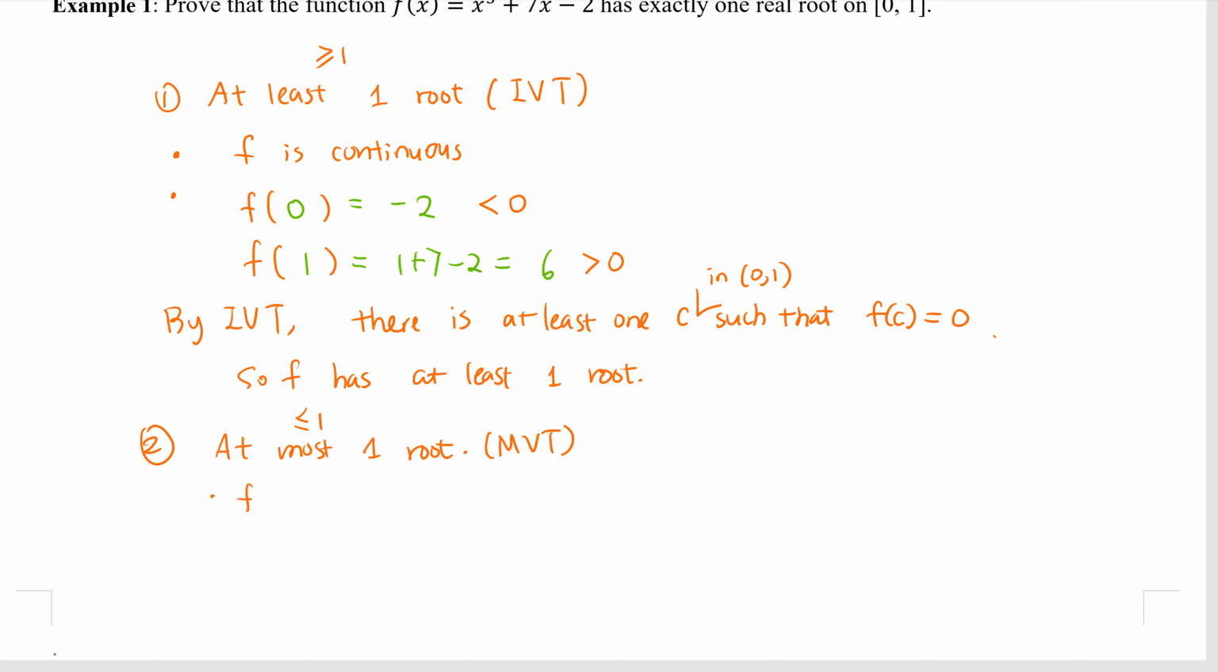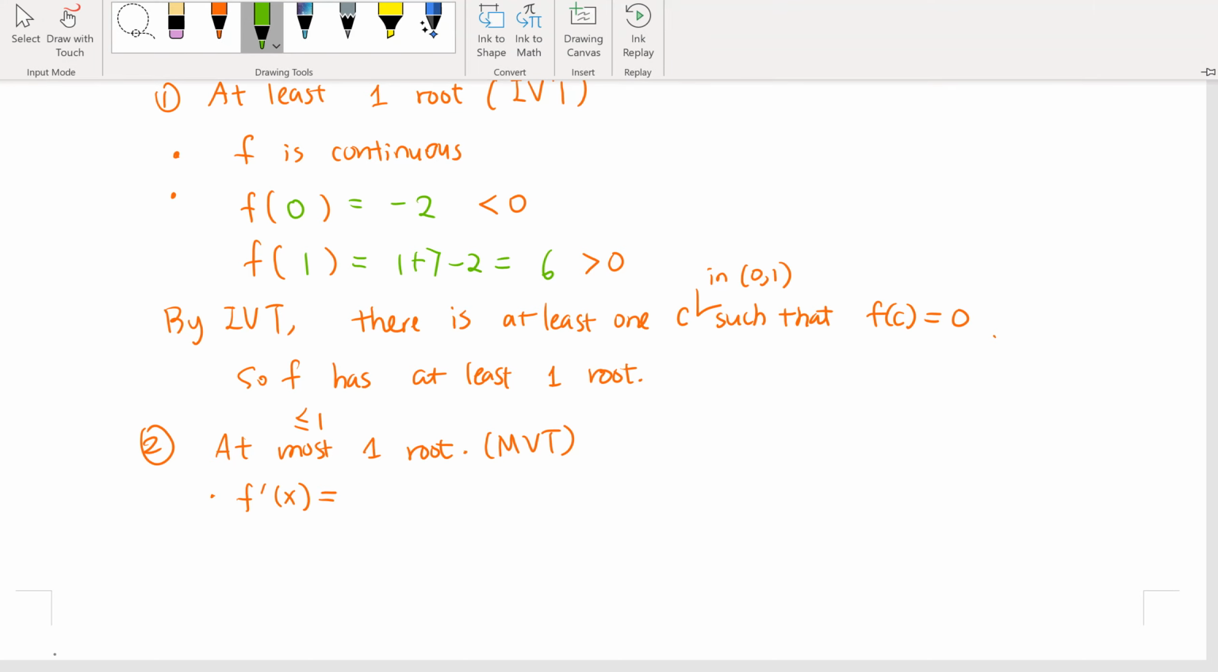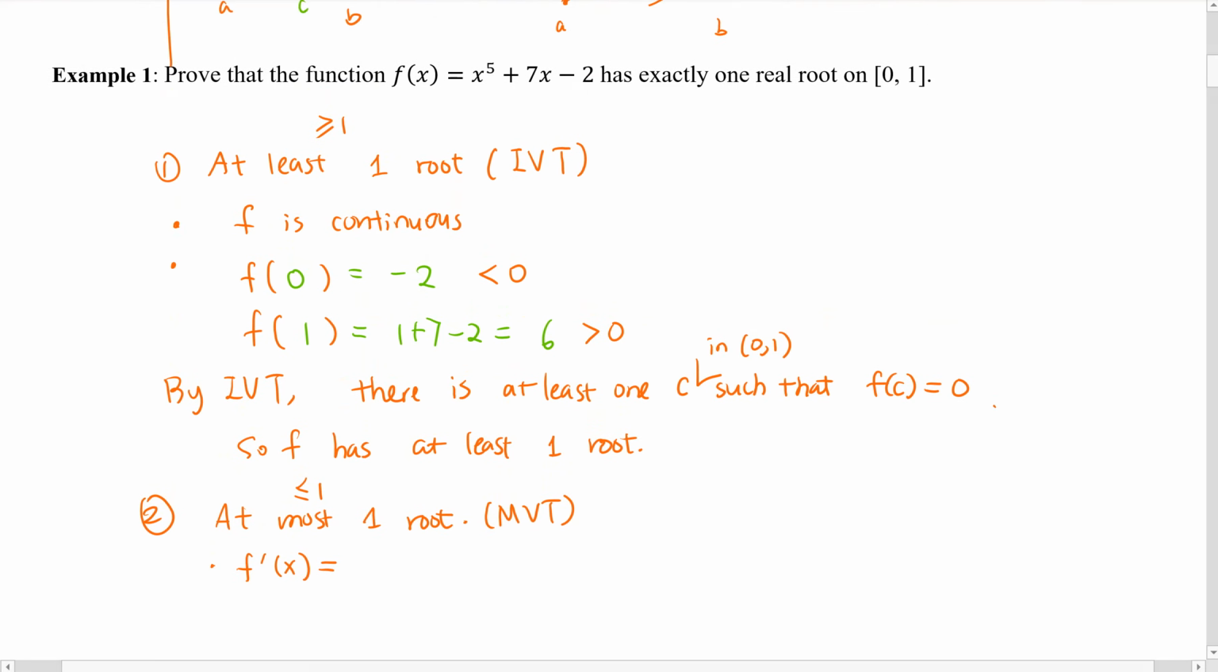For the mean value theorem, first we need to check f is continuous, and we already know that. We also need f to be differentiable. Let's figure out the derivative. The derivative in this case is 5x to the 4 plus 7. You see this is continuous. Furthermore, because x to the 4th is greater than or equal to 0, when we add 7 to it, this is always positive. So we can also say f is differentiable because the derivative exists everywhere.